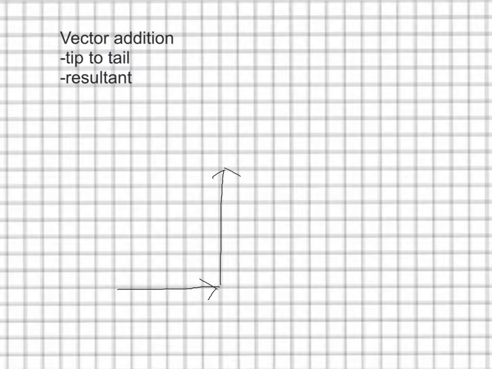Then we want to know what was her displacement. So for displacement, that is a resultant vector. The resultant goes from the tail of the first to the tip of the last. So I'm going to label this R for resultant. Now typically we're going to be adding two vectors, but we will see some instances where we're adding more than two vectors.